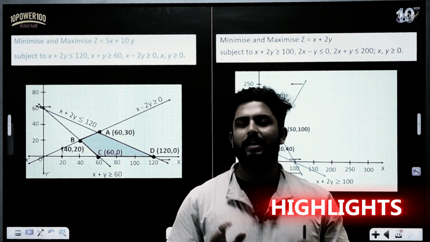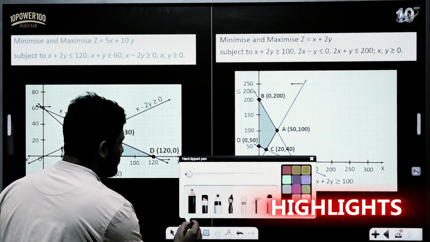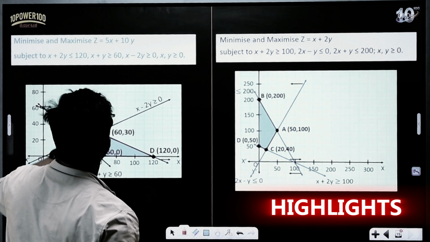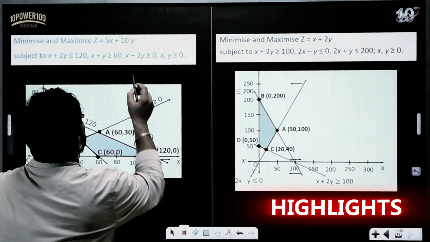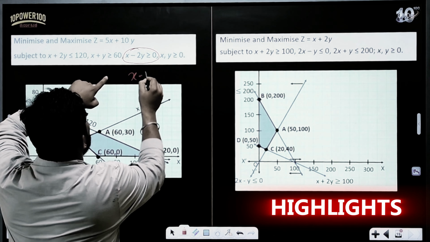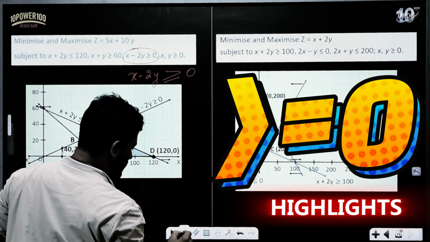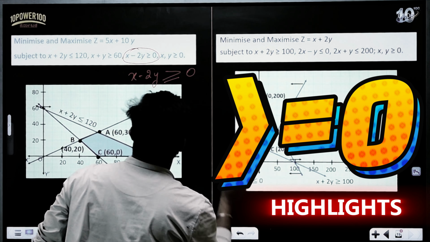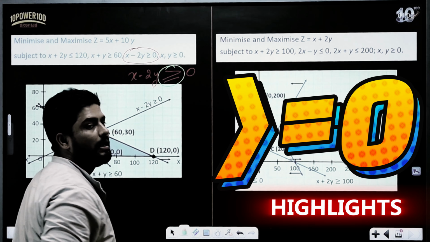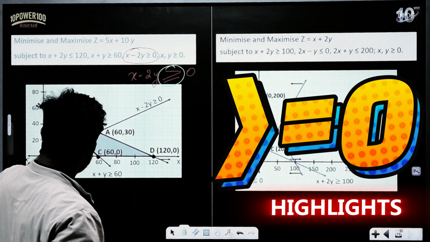So this is very, very important, and this is one of the easiest concepts. Okay. So now, if you observe the inequality in the equation, this equation I'm talking about: x minus 2y greater than or equal to 0, correct? So I'll highlight this one, this is greater than or equal to 0. If the symbol is greater than, the two regions that you will get are the upper region and the lower region.